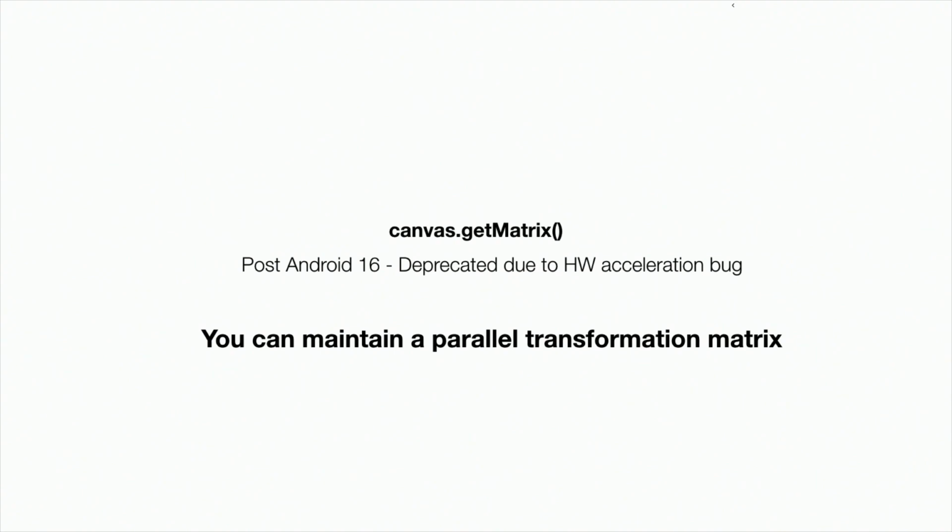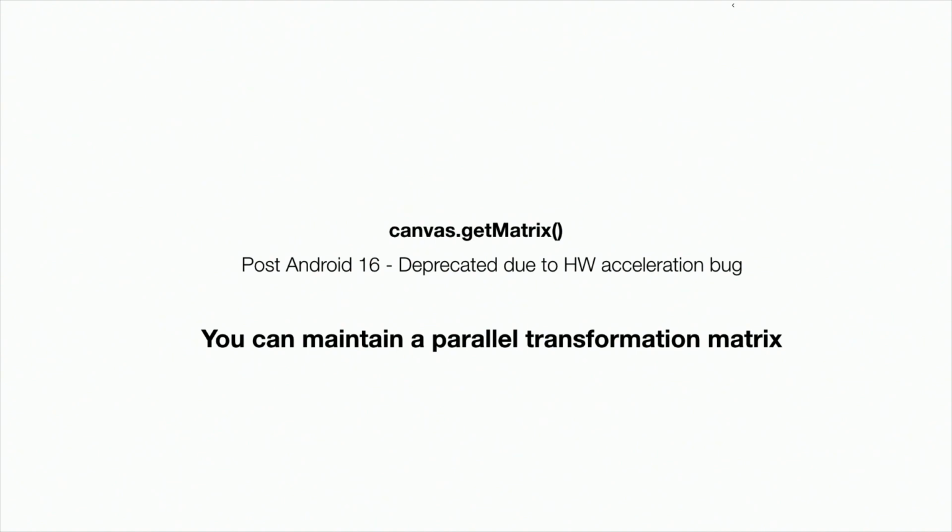But post Android 16, there's been an issue. If you have hardware acceleration enabled for your app, it's not going to work. And this is dated knowledge, but it still is relevant because sometimes you'll do a getMatrix thinking that you're getting the right, consistent matrix, but it's not. It's because of this bug.